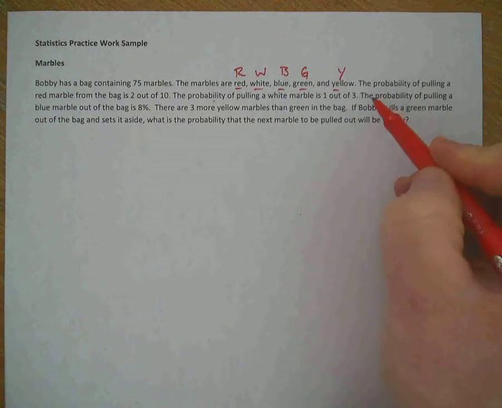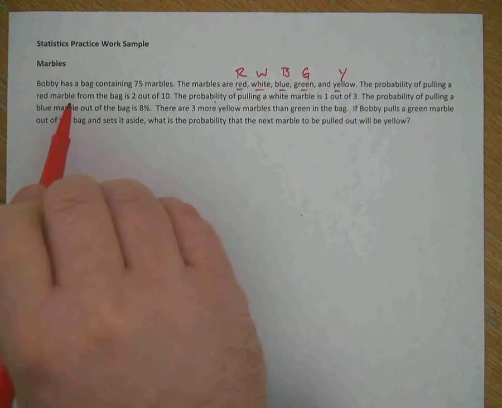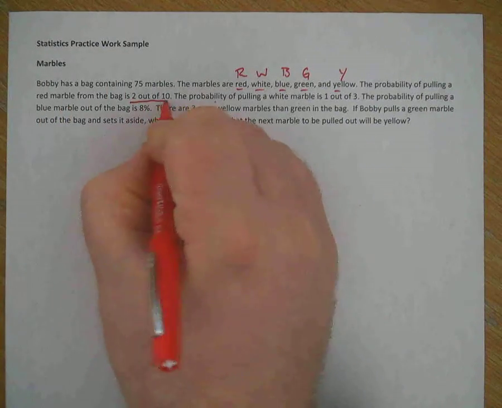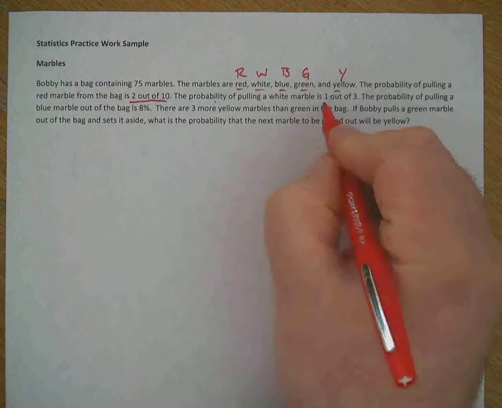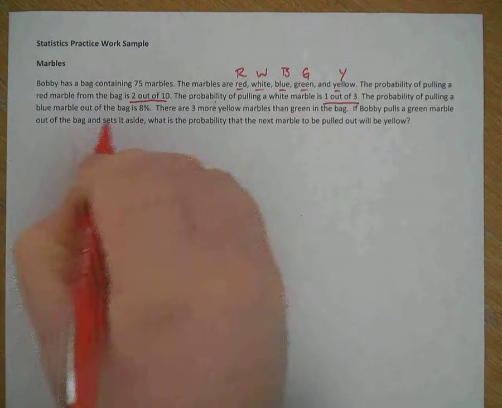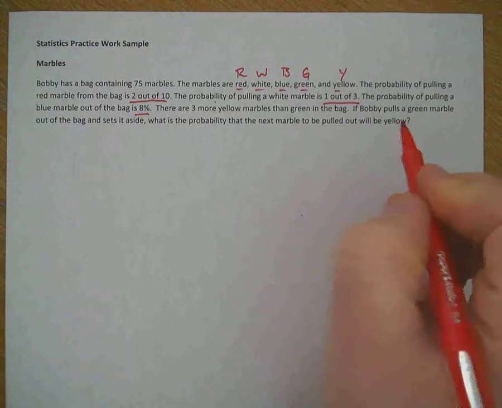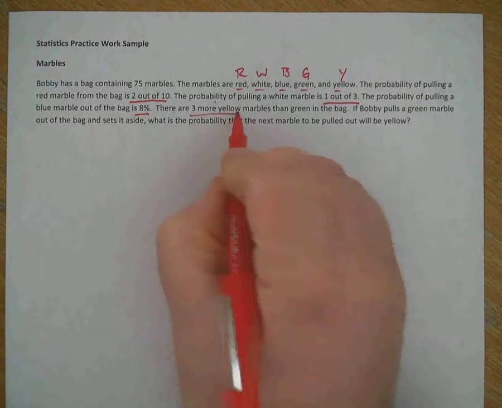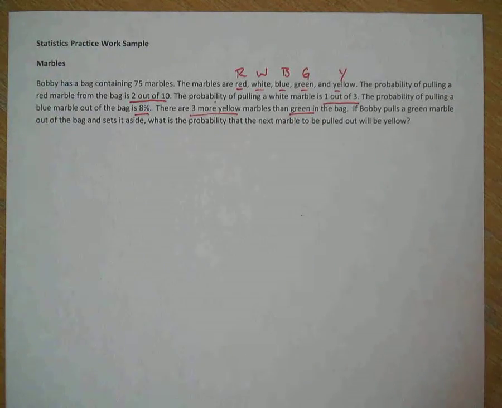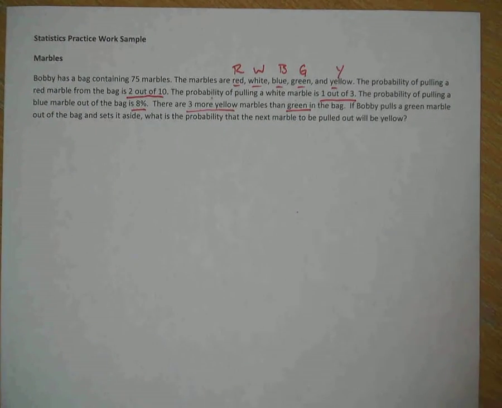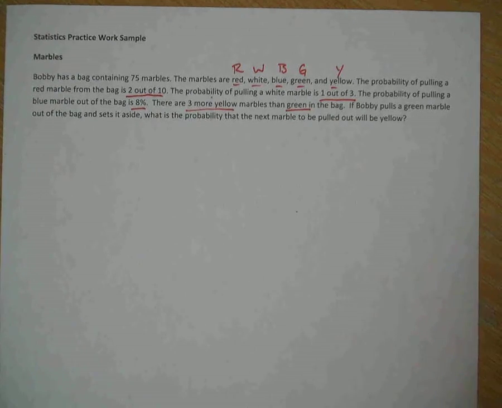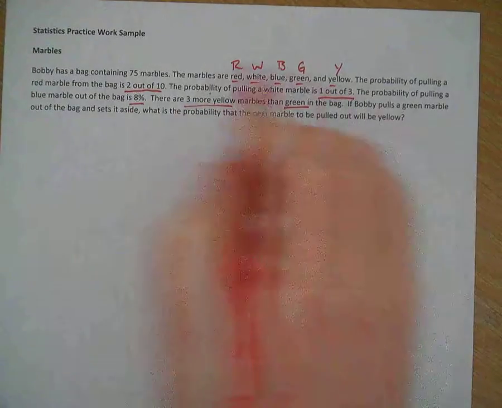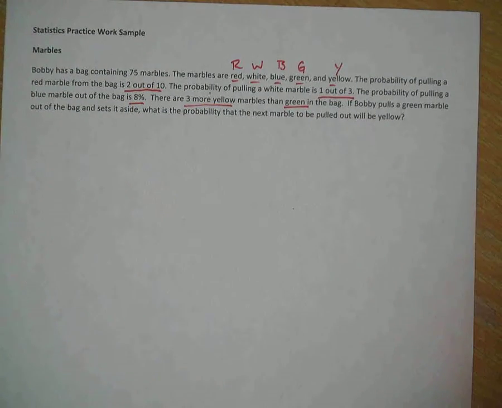The probability of pulling a red marble out of the bag is 2 out of 10. The probability of pulling a white marble is 1 out of 3. The probability of pulling a blue marble is 8%. And there are 3 more yellow marbles than green marbles in the bag. That talks about every single color, so we would know how many of each type of marble are in the bag. So that's all setting up the problem. That's showing you what's in the bag.